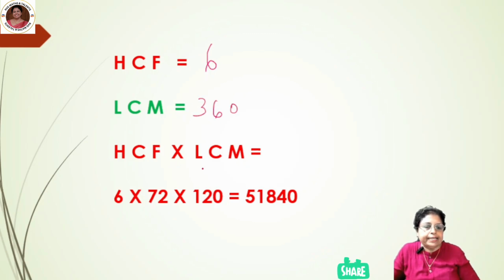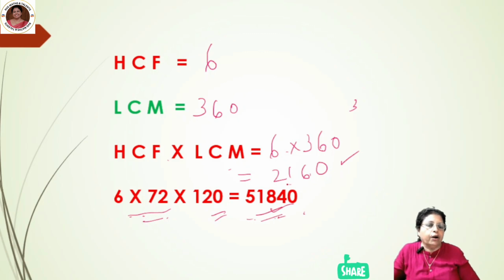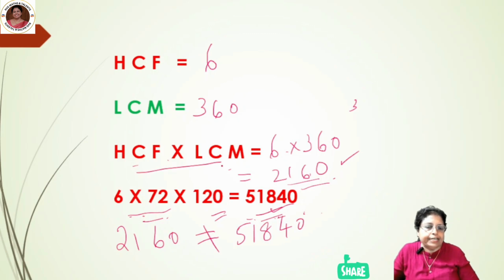Okay. So HCF times LCM, that is 6 times 360. Okay. That is 2160. So HCF times LCM is 2160. And the product of these three numbers, 6 times 72 times 120 is equal to 51840. You can find that is not equal to 2160. 2160 is not equal to 51840. Product of HCF and LCM is not equal to the product of the numbers.